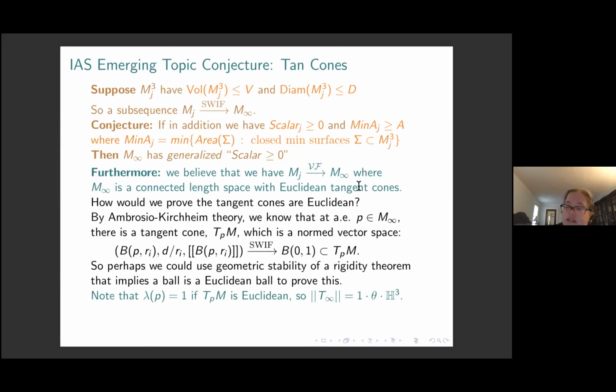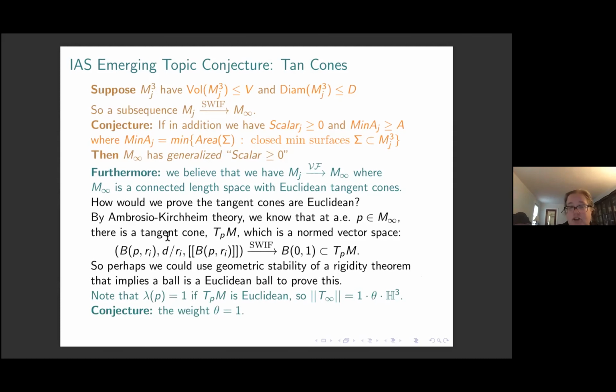Once you get that this is a Euclidean tangent cone, you get a really big piece of information. Your lambda p is 1. And so then your mass measure is 1 times the weight times the Hausdorff measure. This should be Hausdorff, not hyperbolic. That should be a math cal H there. So we would have only the theta to worry about.